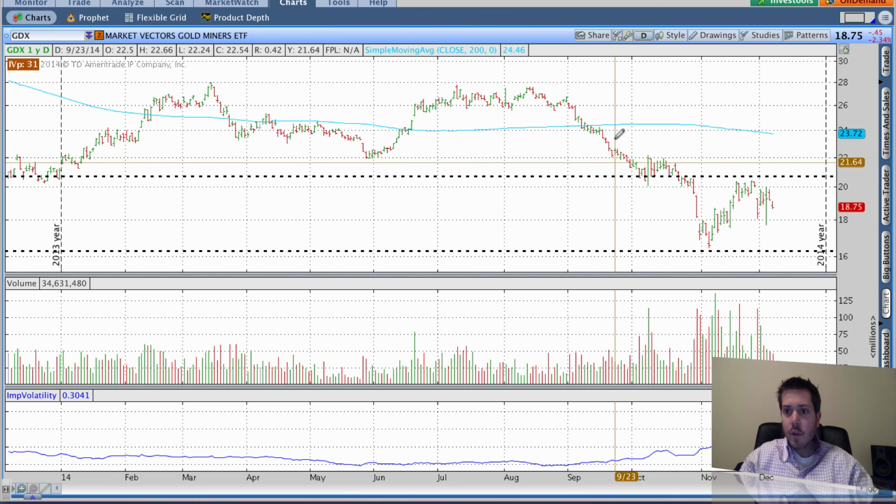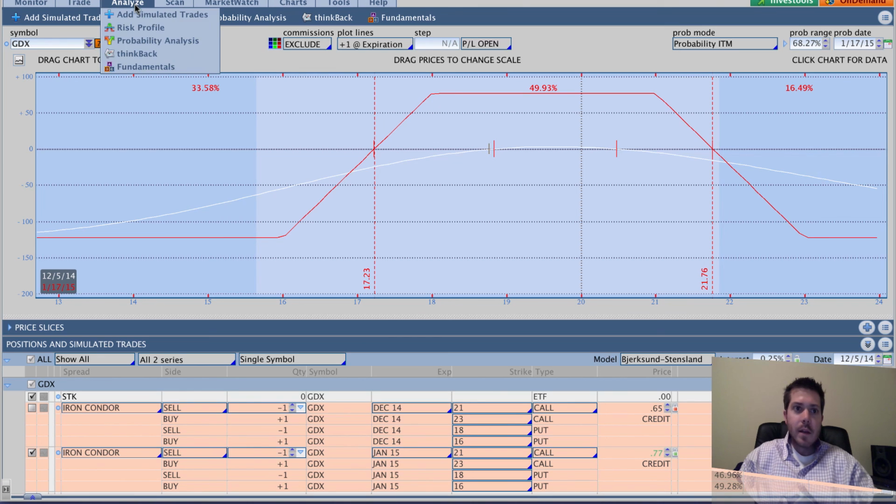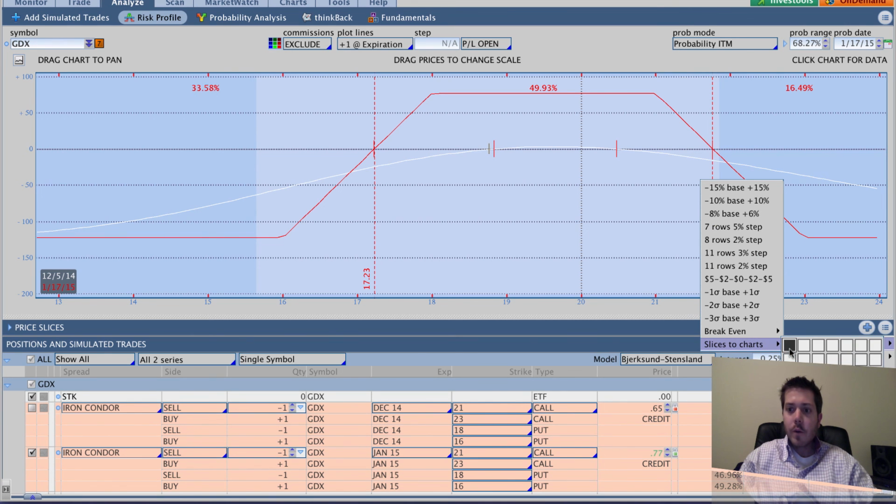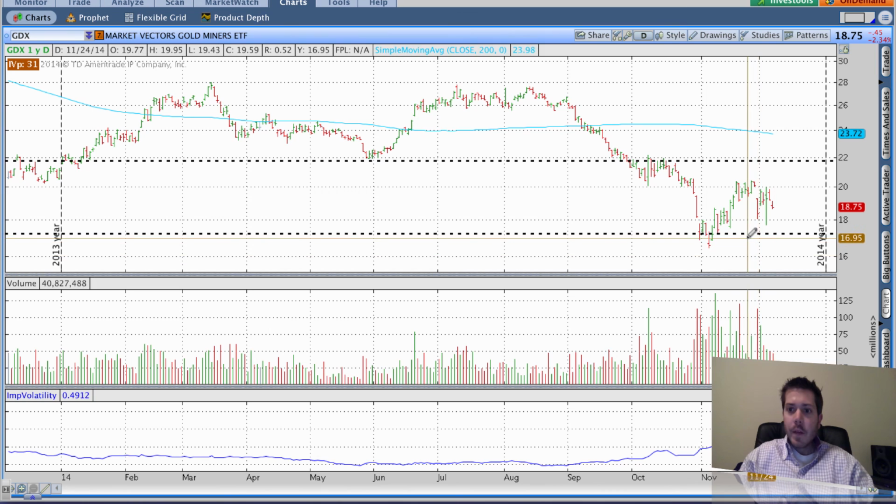Here's what the initial one looked like on the chart. Here's where our initial one was. And if we go and set slices to chart, it's going to override that one, which is why I wanted to show it to you real quick. And you can see we've moved up a bit on our lower break even, and we moved up a bit on our upper break even.